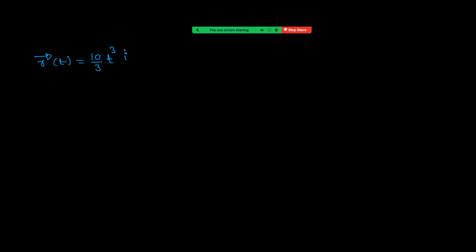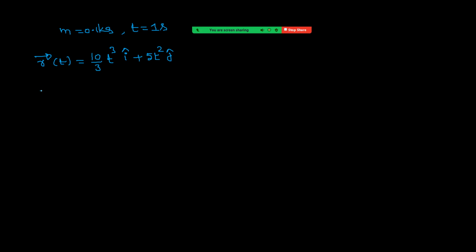I cap plus beta t square. Beta value is 5, so 5t square j cap. Mass given is 0.1 kg. At t equal to 1 second, we have to verify all options. t equal to 1 second. They ask about velocity, angular momentum, force, and torque.